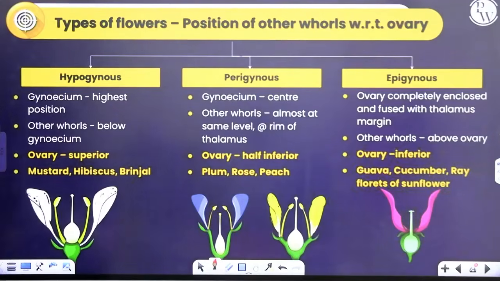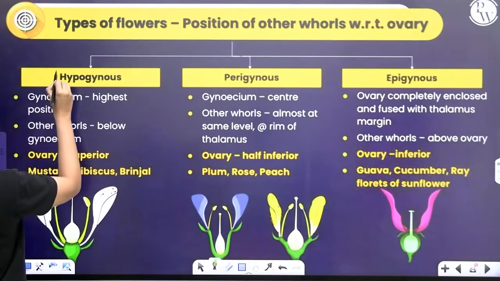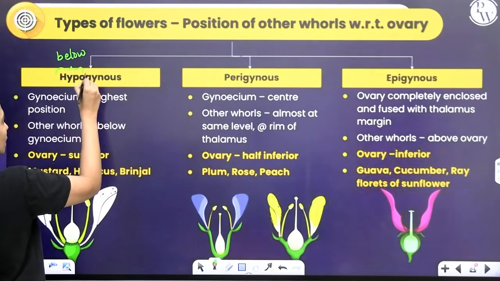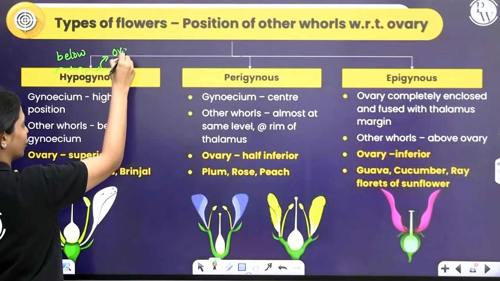Hypo means below. Gynous here refers to gynoecium, or you can think of it as the ovary.